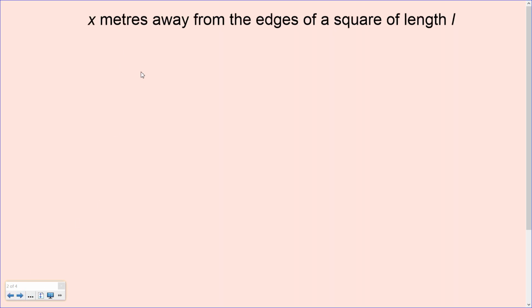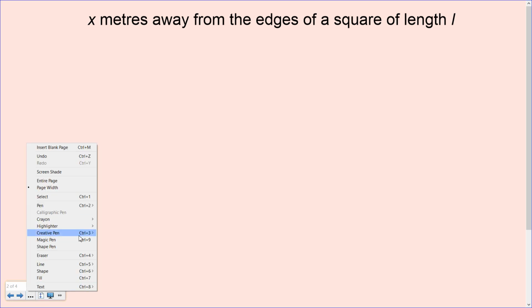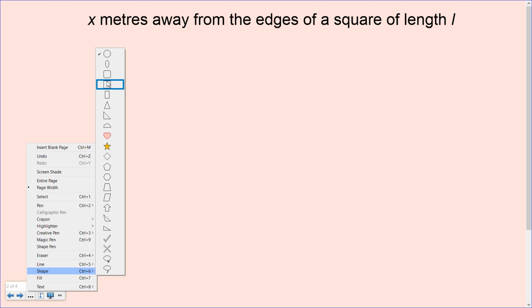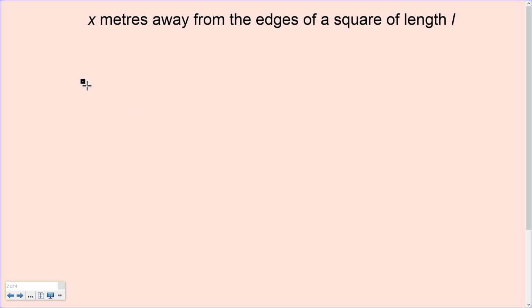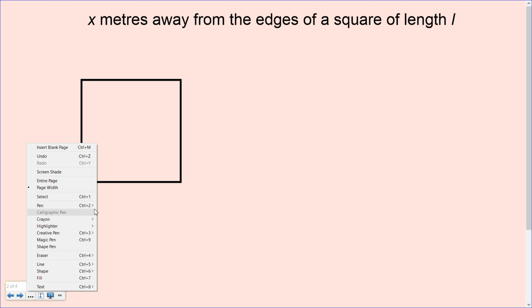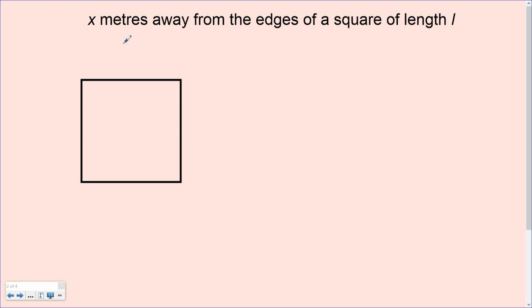So the first one we're going to look at is to be x meters away from the edges of a square of length L. So the first thing that I'm going to do is to work on sketching diagrams so I get an idea of what I'm working at. I've got a square that is going to be x meters away. So around the outside, I know that I'm going to go like that. That's going to have a distance there of x.